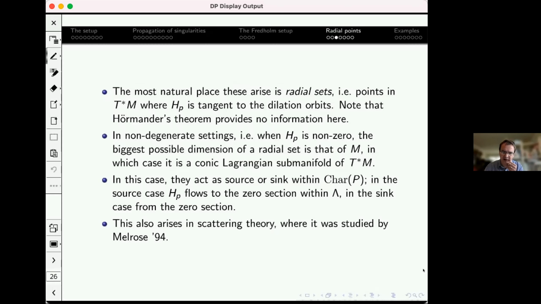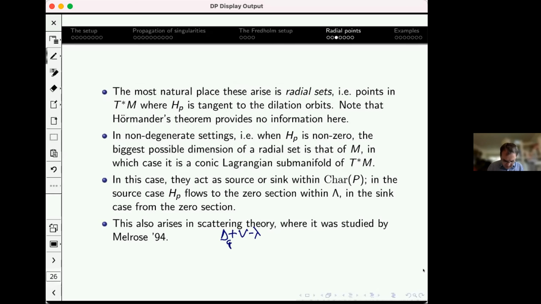But in this case, in particular, with Lagrangian, the Hamilton flow will automatically have a source sink structure. So this Lagrangian or its quotient by dilations will really act as a source sink. And this also arises in scattering theory, where it was studied by Melrose. So in the scattering theory, of course, the interesting part is what happens at infinity. You are usually looking at something like Laplacian plus, say, a potential minus lambda, something like that. And the interesting thing is the behavior at infinity.